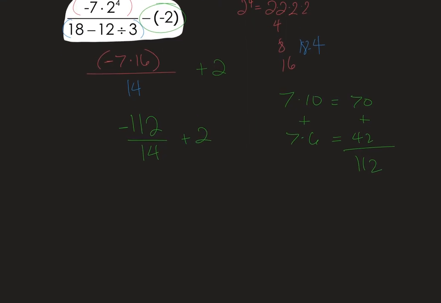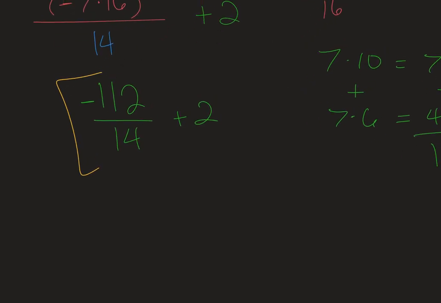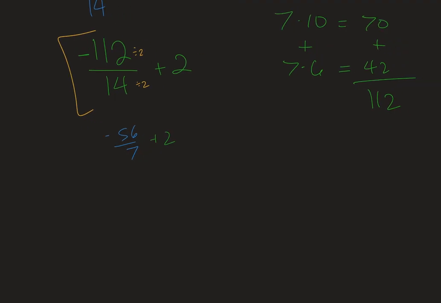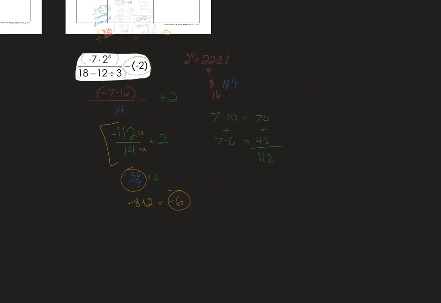Okay. This is where I might actually start having to write some things down, because as I look at this, none of the lights just start flashing that, oh, 14 times 8 is 112. Who knows that? Not me. So I would start probably reducing this thing. So if we reduce it, it's divide by 2. You get negative 56 over 7. And then a light goes off that, wait a second, this is just negative 8 plus 2, and I get negative 6.